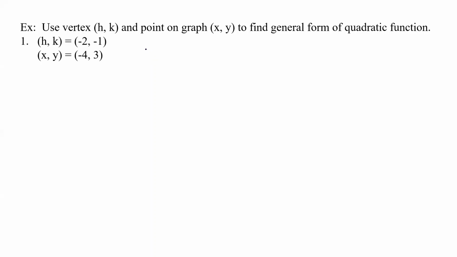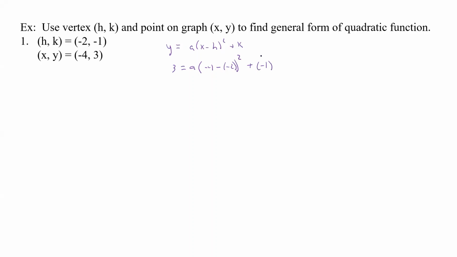So what do we do? Well, first off, we have to figure out what our equation is. And if you remember, it's y equals a times x minus h, the quantity squared, plus k, in the form where we have x's, y's, h's, and k's only. And we have to solve for a. All right, so y is 3 equals a times x, which is negative 4, minus h, which is going to be negative 2, and that's squared, plus k, which is negative 1.